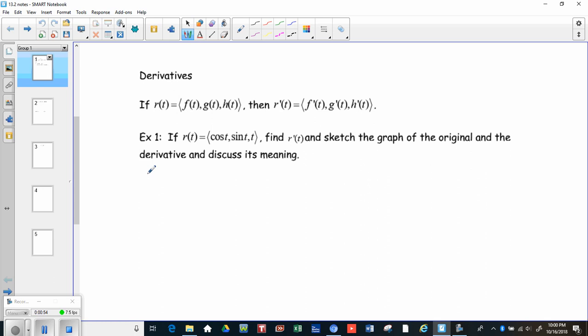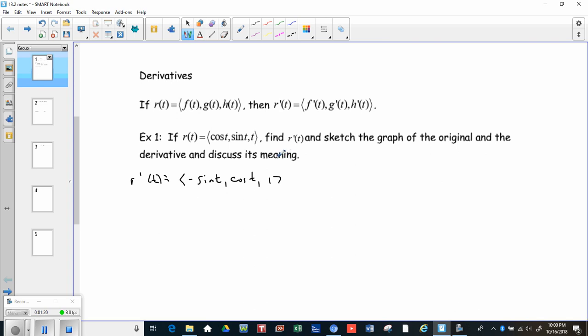If I want to find r prime of t, again, it's going to be the derivative of each piece. The derivative of cosine of t, of course, is negative sine t. The derivative of sine of t is cosine t. And then the derivative of t is 1. So again, very simple, not really difficult to do. There's r prime of t.